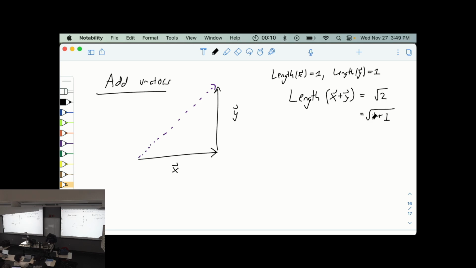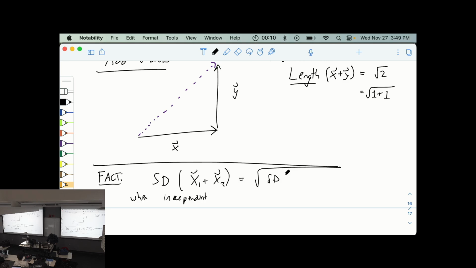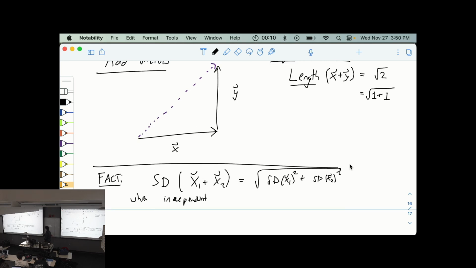Okay. And standard deviations are exactly like this picture. So if you're ever wondering where this weird thing comes from, it's the same kind of idea. Standard deviation is some kind of length, how big the vector is in some sense. And standard deviations also do this. So this is a fact about standard deviations. The standard deviation of x1 plus x2, when they are independent, you square the standard deviation of x1 and the standard deviation of x2, and you add them together with a square root. So it's like a Pythagoras formula for the standard deviations.